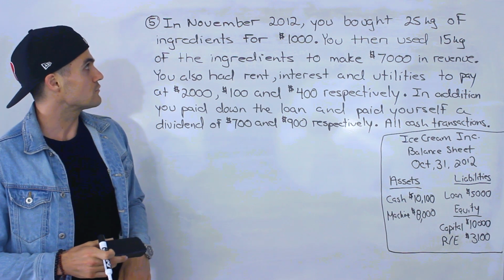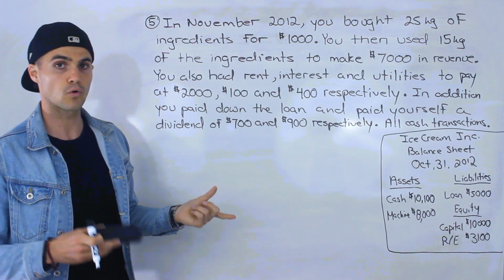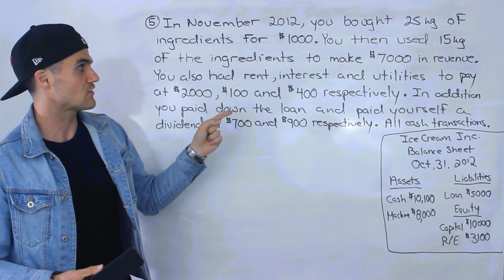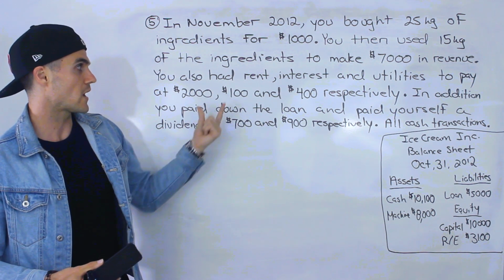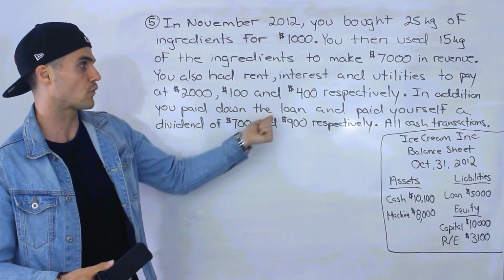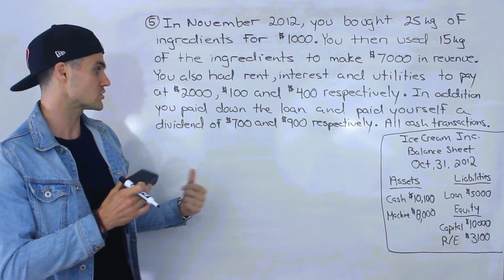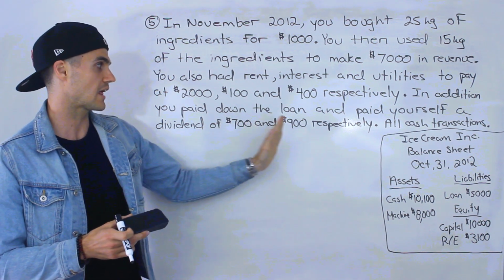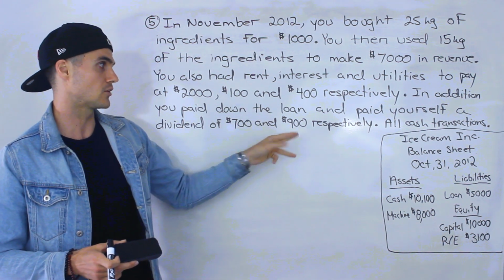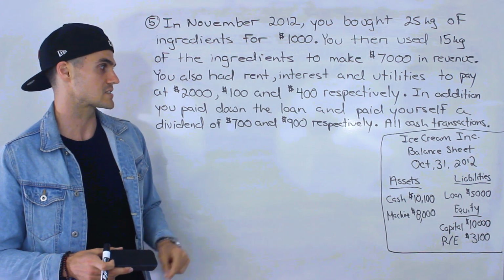So let's see what we have here. In November 2012, you bought 25 kilograms of ingredients for $1,000. You then used 15 kilograms of the ingredients to make $7,000 in revenue. You also had rent, interest, and utilities to pay at $2,000, $100, and $400 respectively. In addition, you paid down the loan and paid yourself a dividend of $700 and $900 respectively. The $700 was used to pay down the loan. The $900 was the dividend that you paid yourself. And all of these were cash transactions.